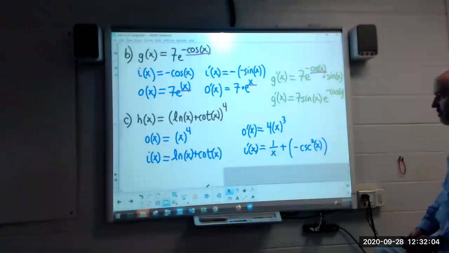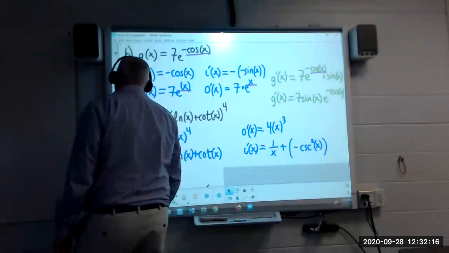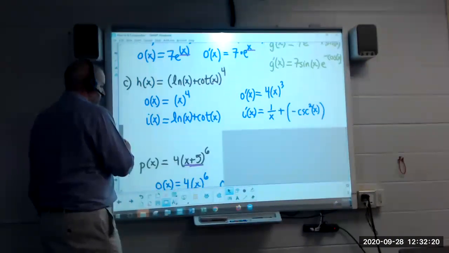For x to the fourth, 4x cubed; and for the other, 1 over x plus the opposite of cosecant squared of x. Remember, cosecant squared of x is cosecant of x and then squared, so you could write it that way too. That's actually much more helpful in terms of doing the chain rule, as we will find out later. Not just yet, but a little bit later.